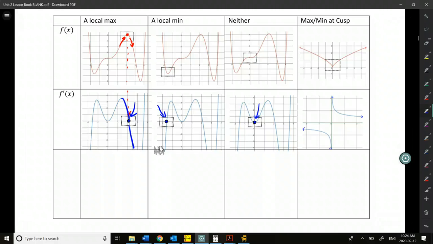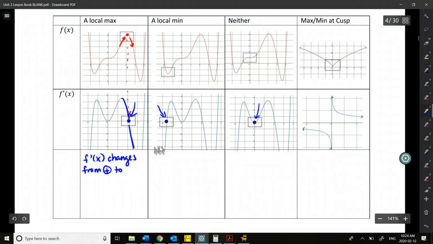Okay, so we will see a change. F prime at x changes from positive to negative here. Okay, so here it's in the positive section and then it goes into the negative section. This tells us that there's a local max at f at x, and f at x is changing from increasing to decreasing.